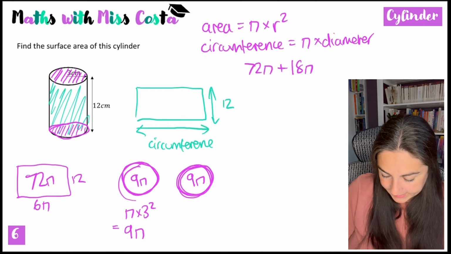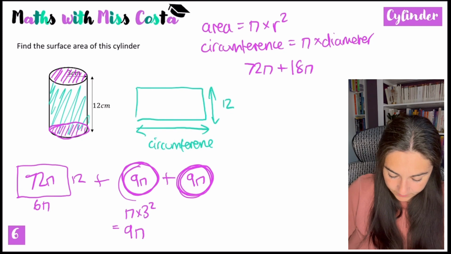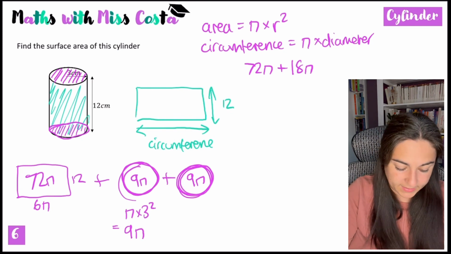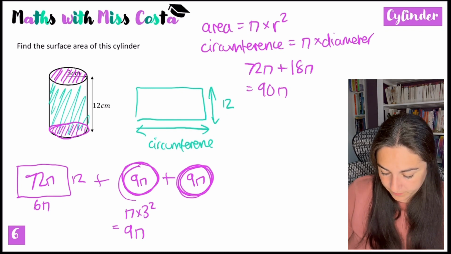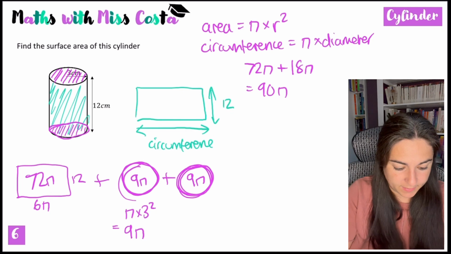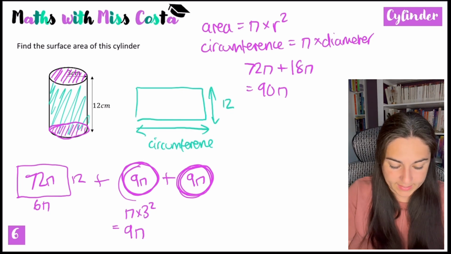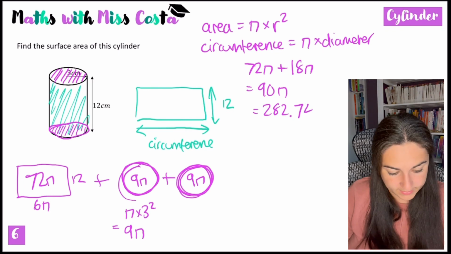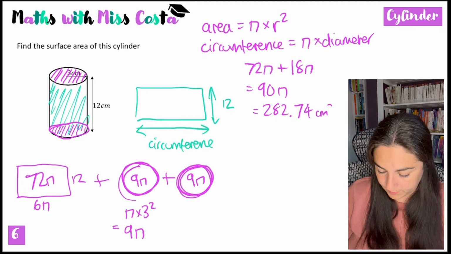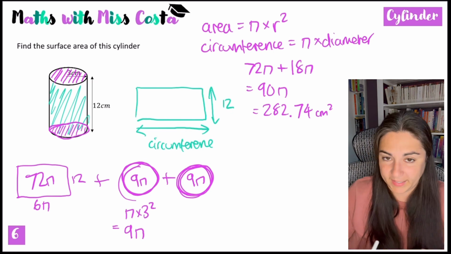Okay, so the area of everything is 72 pi plus 18 pi. I just simplified these two. So 72 plus 18 is 90 pi. And then just type 90 times pi into your calculator, which is 282.74 centimeters squared, rounded to 2 decimal places.